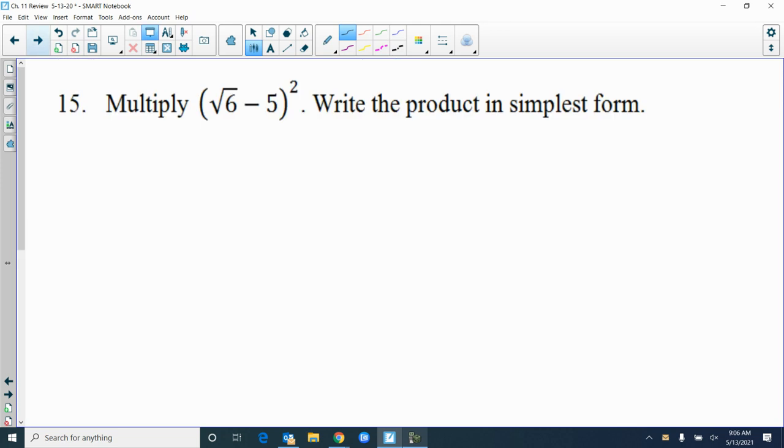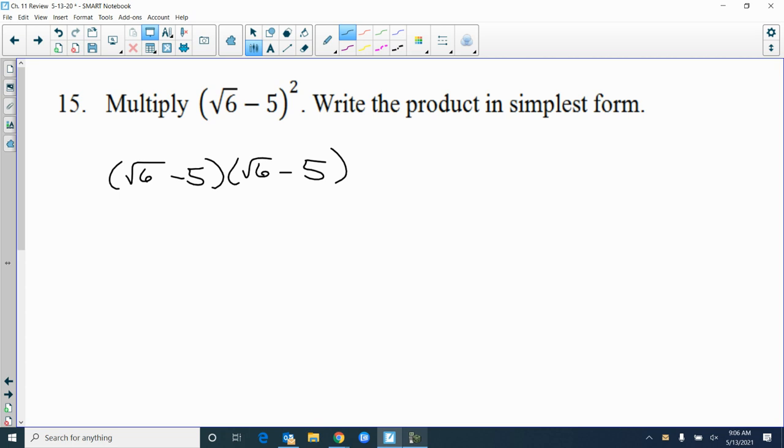All right, 15. Multiply square root of 6 minus 5 quantity squared. Yes. This is where you got to FOIL, because it says squared. So you got to write this as square root of 6 minus 5 times square root of 6 minus 5. I don't know how to do it. All right, you got it written down?